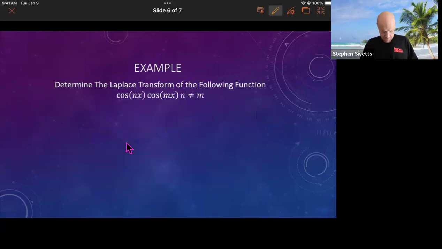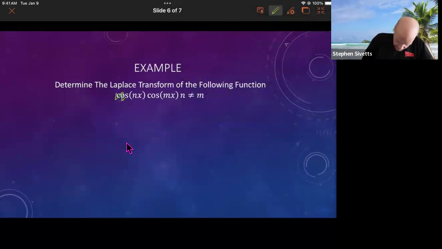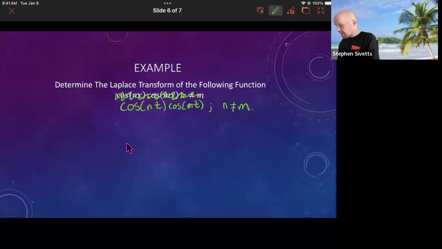And the last one, try to determine the Laplace transform of this function. Wow, this is interesting. Cosine of n times t times cosine of m times t. I should say t, not x. Sorry. Okay, that's what I meant. It's not x's, it's t.